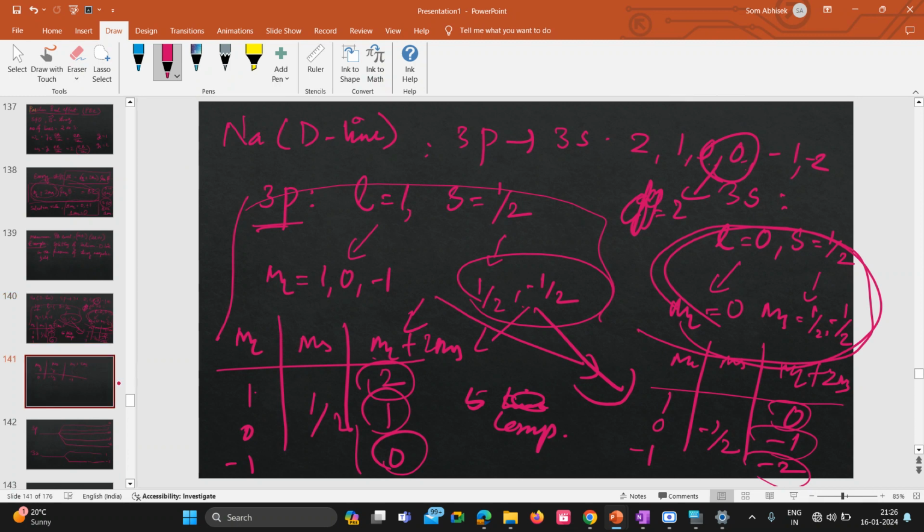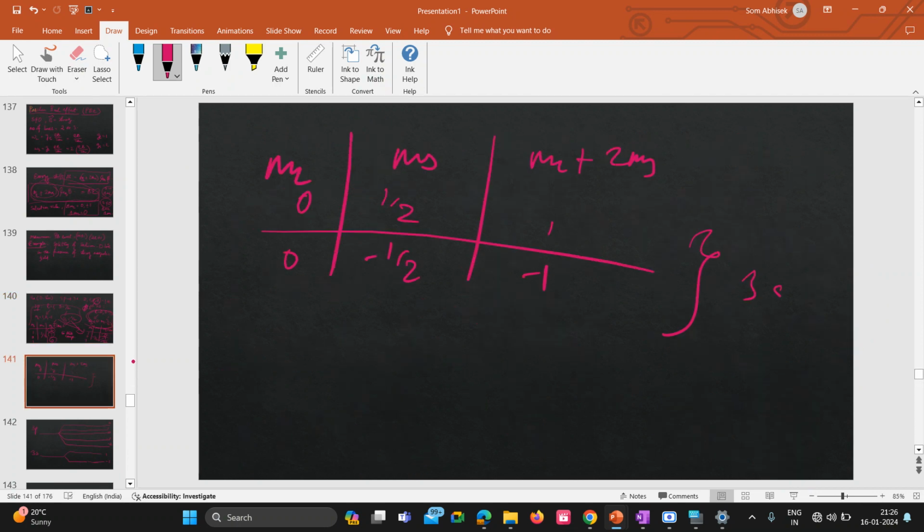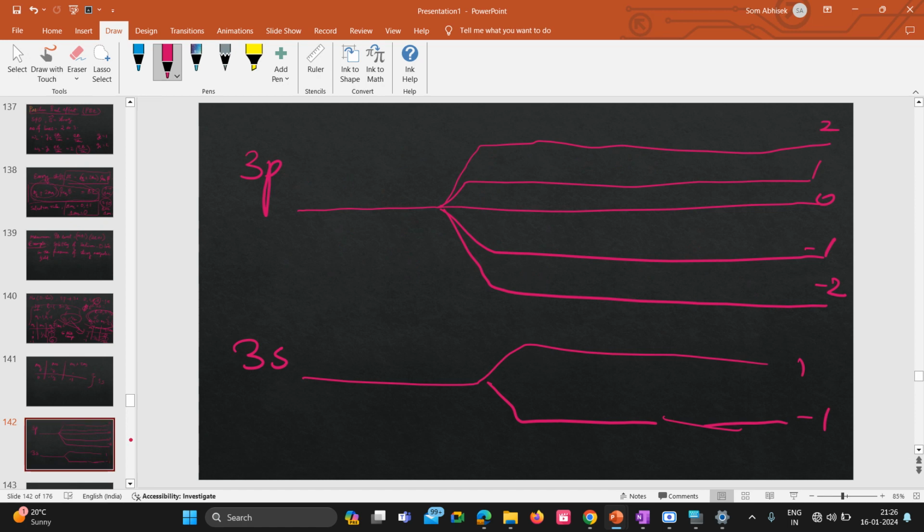For 3s, the values are 1, minus 1. For 3p, 2, 1, 0, minus 1, minus 2. Okay, so here, how will we do the splitting? What is the splitting rule here? The splitting rule is del ml is 0 plus or minus 1, del ms is 0.